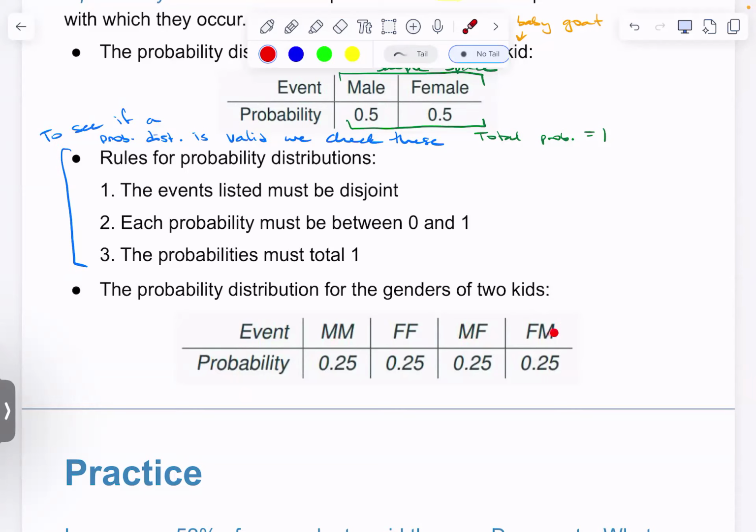But we also see that this is still a valid probability distribution. We have more outcomes because now we have 2 kids, so now we have 4 possible outcomes. But we've listed all of them and they're all disjoint. That's cool. Each probability is between 0 and 1. Great. So far, so good. And if we add these all up, we get to 1. So it is a valid probability distribution.